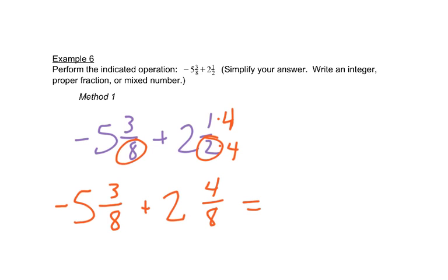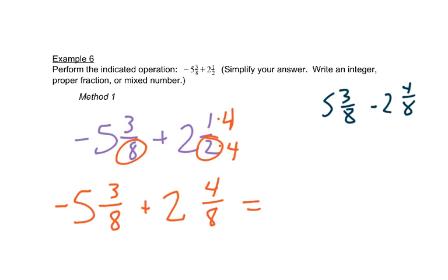Okay? So if we think back to our rules with signed numbers, positive and negative numbers, we have different signs, which means we actually have to subtract 5 3/8 minus 2 4/8. Now we can't do 3/8 minus 4/8 because we don't have enough there.